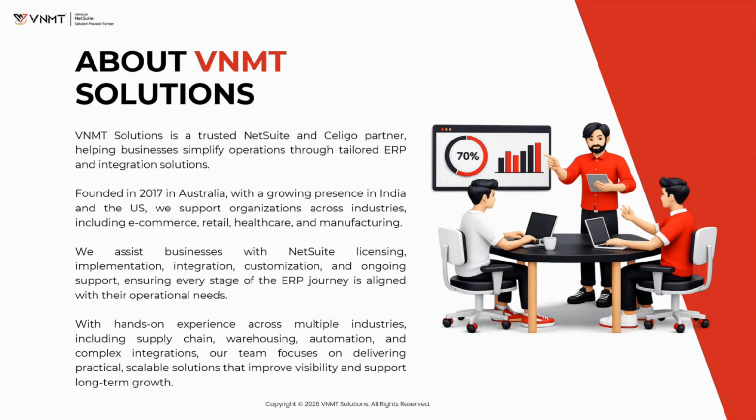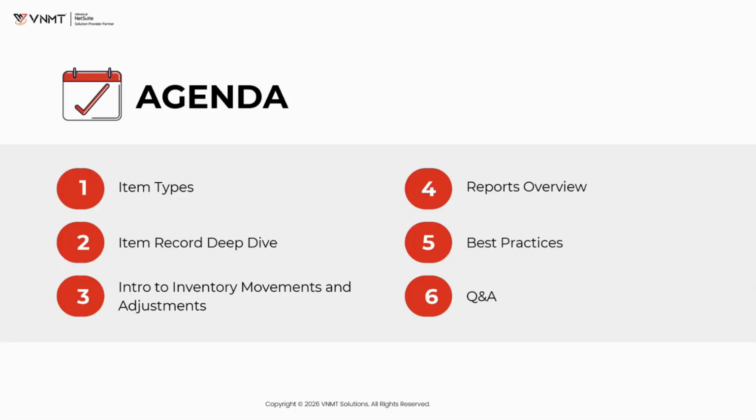Now, let's look at the agenda for today. Today, we are going to first look at different item types available in NetSuite, and then do a deep dive on the item record itself, see how an item is created. Then we'll move on to inventory movements and adjustments, see what those transactions do in NetSuite. And then we'll have a look at the reports natively available related to items and inventory. Then we'll look at some of the best practices, and then we'll open up the floor for your questions.